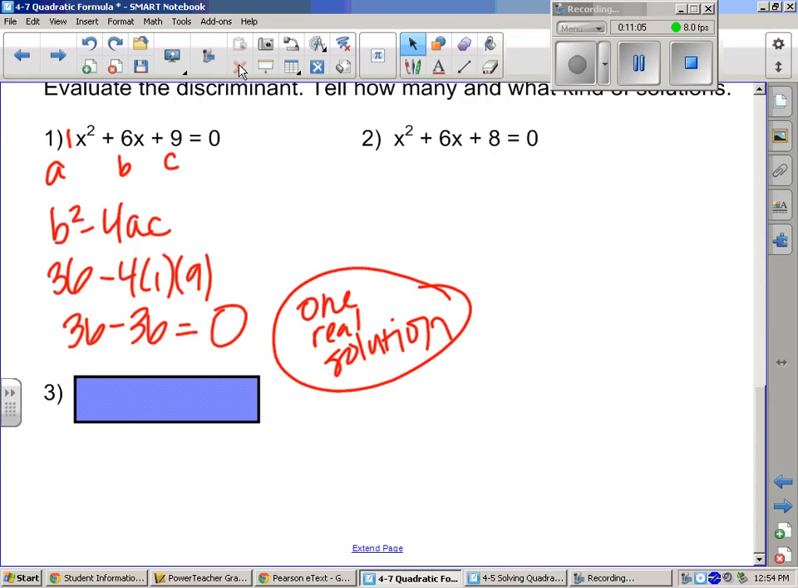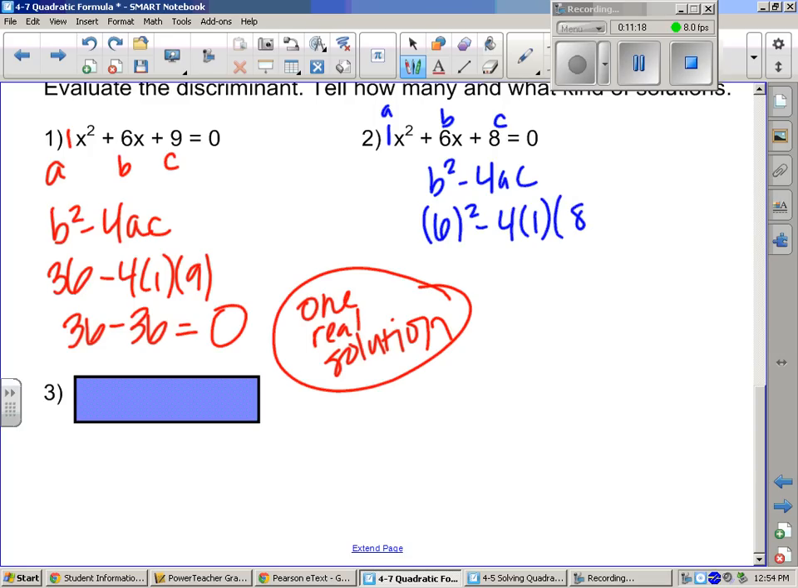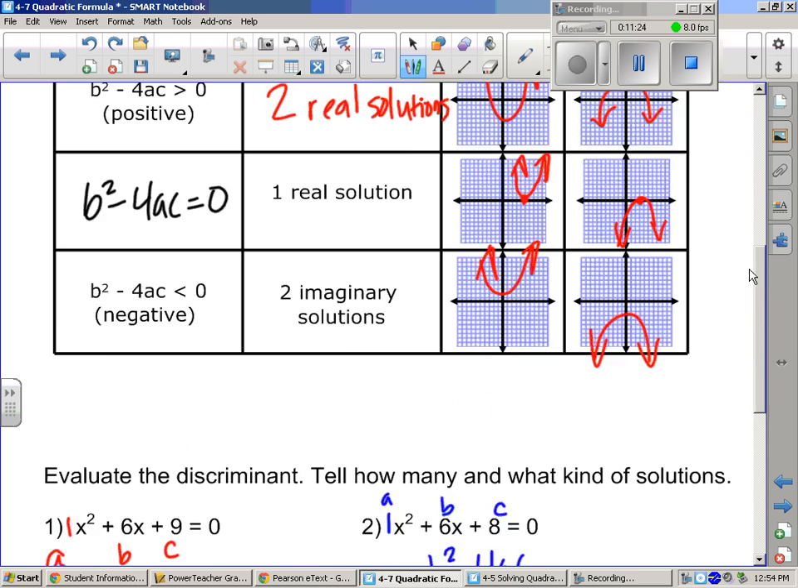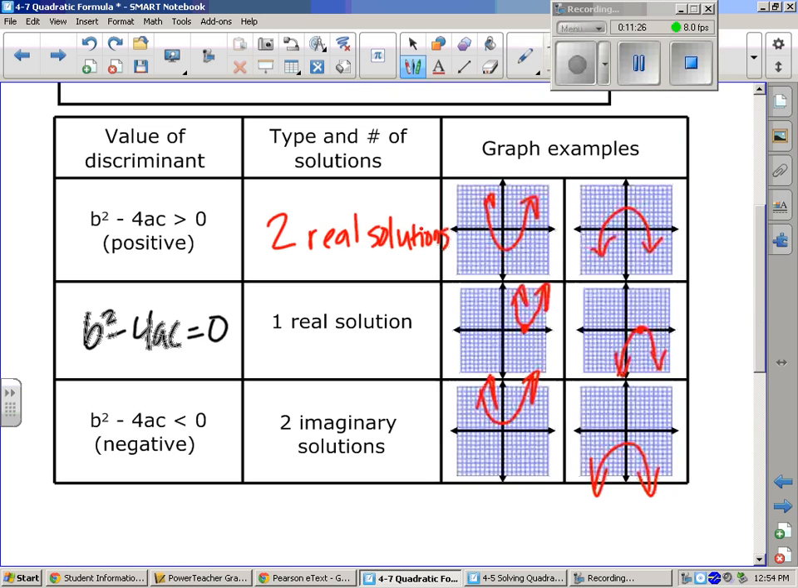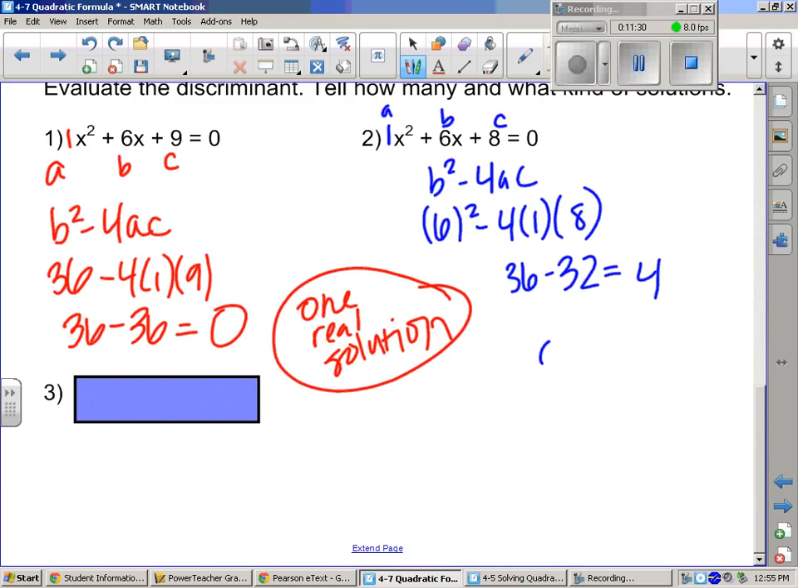All right, here's our A again is 1, our B is 6, and our C is 8. B squared minus 4AC. So this time I have 6 squared minus 4 times 1 times 8. That is 36 minus 32. Now the answer is 4, but we need to use the categories. 4 is positive. Therefore, 2 real solutions. All right. Nice work. Okay, last example.